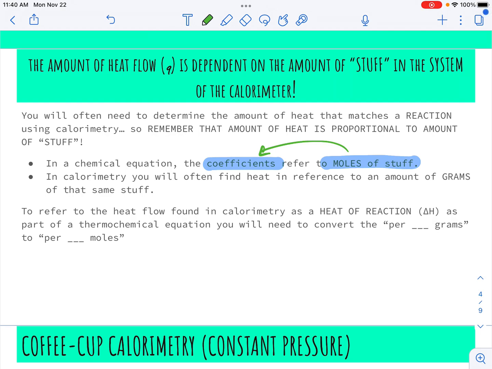So this gets to be a little bit tricky, and I think honestly this is the trickiest part of all of thermochemistry, remembering that you need to know exactly how much stuff your heat matches at all times, so that you can always make sure that it is equivalent to the amount of stuff that they're referring to when you're being asked questions. Often in calorimetry, we deal with the heat of the amount of stuff in grams, not in moles, and so that's another difficulty.